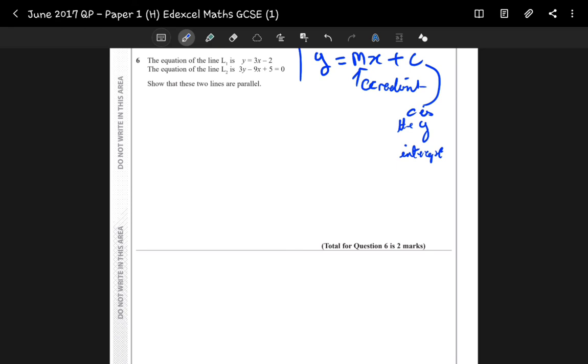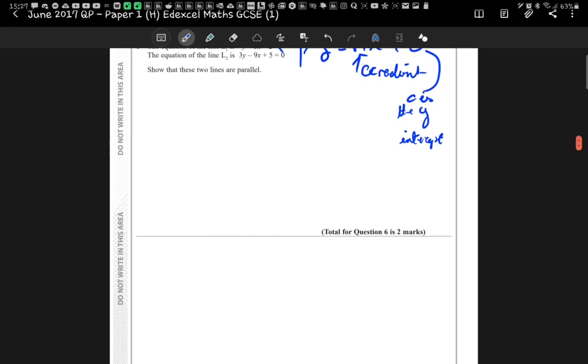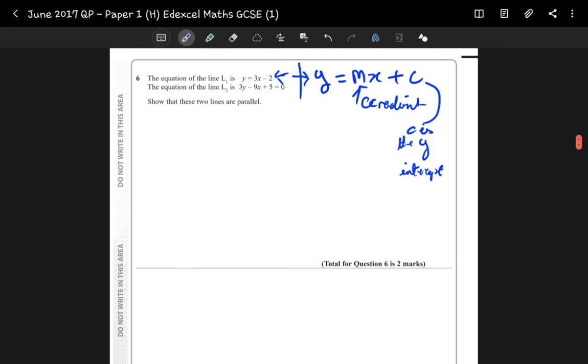So all we now need to do is this. Conveniently, line L1 is already in this easy to look at form. This form is also a good way of writing the equation of a straight line, because it tells you two crucial bits of information about it: the gradient and the y-intercept. Now L2 isn't in that form, so that's our job. For L2, we have to rearrange it so we can put it in the form y equals mx plus c, and then determine whether the gradients are the same or not.